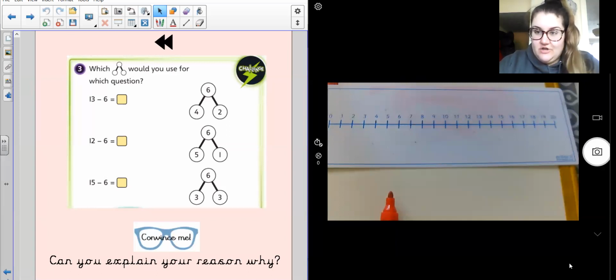So let's start with a little rewind, okay? And our rewind question is, which part-whole model would you use for which question? So we've got three questions here, three subtraction problems, and three part-whole models, and we need to match them up correctly because at the moment, they might not be in the right place, okay? So this is where we're going to need to use our Convince Me glasses, our blue ones. Let's pop them on. There we go, because you are going to have to convince me why you have chosen to match them together, okay?